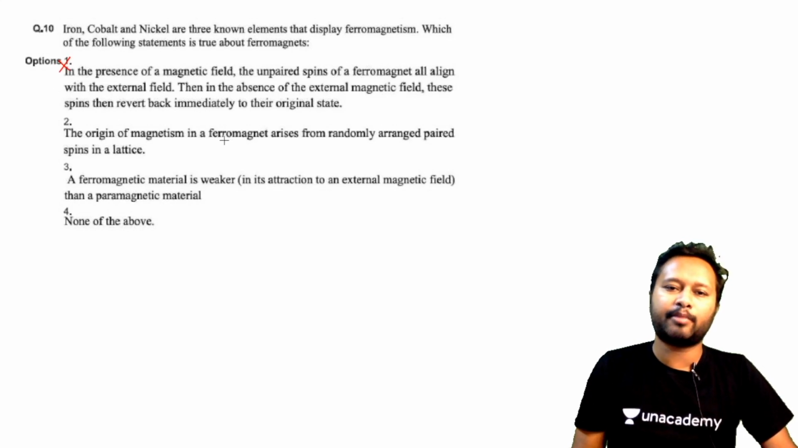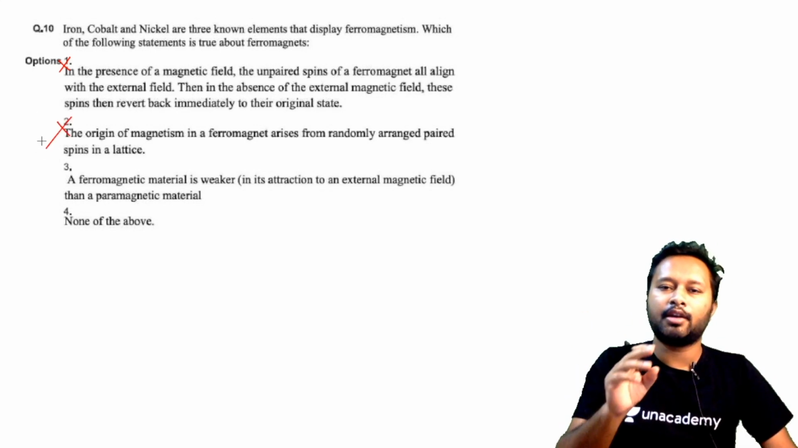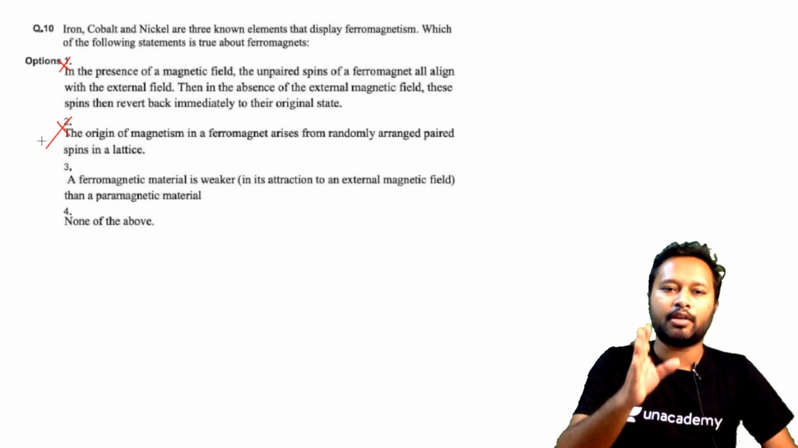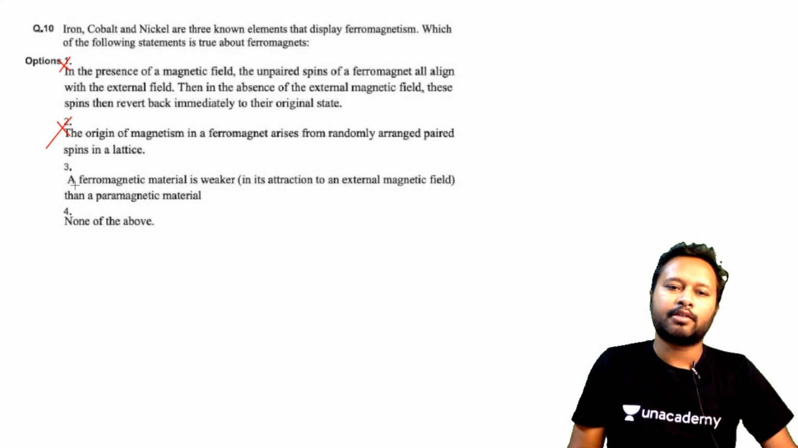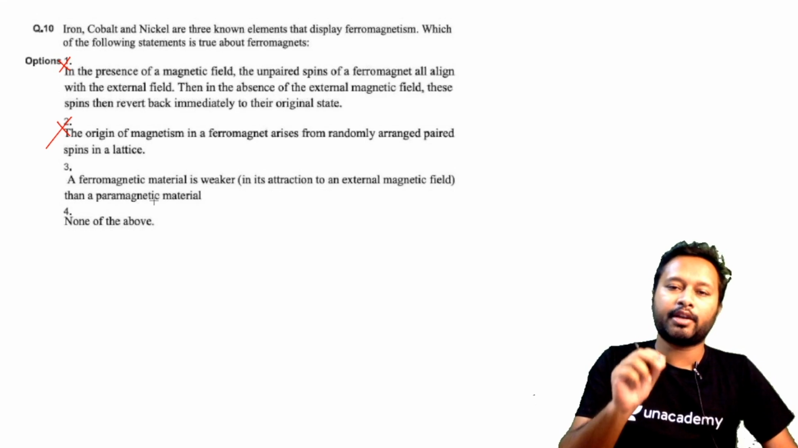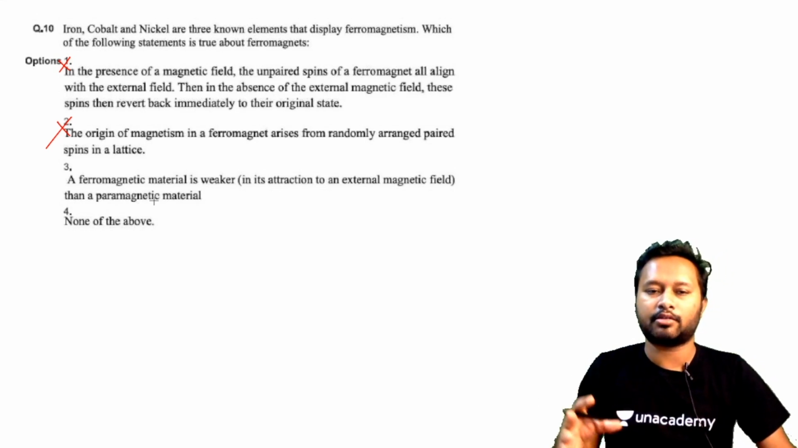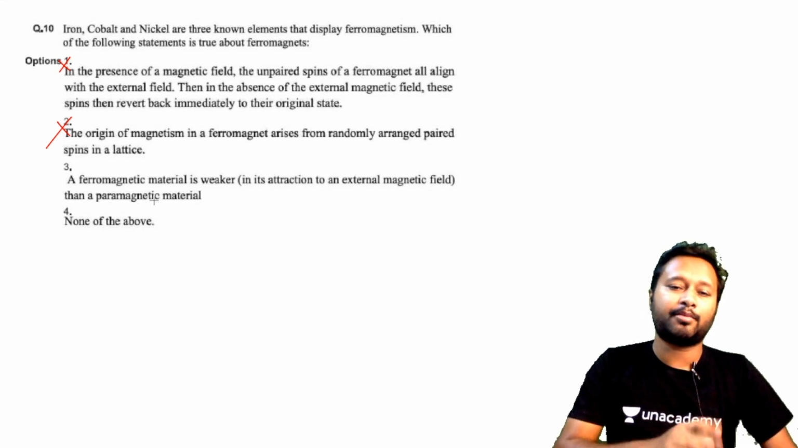Second says the origin of magnetism in a ferromagnet arises from randomly aligned paired spins of the lattice. That's again incorrect. It's not randomly aligned pairs, but properly aligned. Alignment in a particular direction causes ferromagnetism. Third says ferromagnetic material is weaker in attraction to the external magnetic field than paramagnetic. It's again incorrect. Ferromagnetic substances are attracted more strongly to the external magnetic field as compared to paramagnetic.